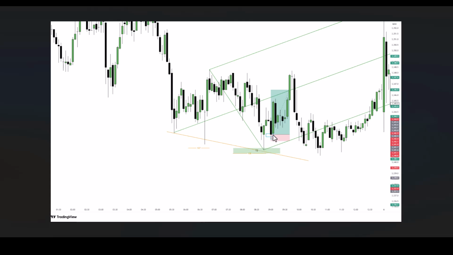And you can see here, this is a TD pullback, right? I suppose you could have gone there, but I'd be going down to a very small frame to see if I can get a decent risk reward. Okay, so hopefully that's clear.